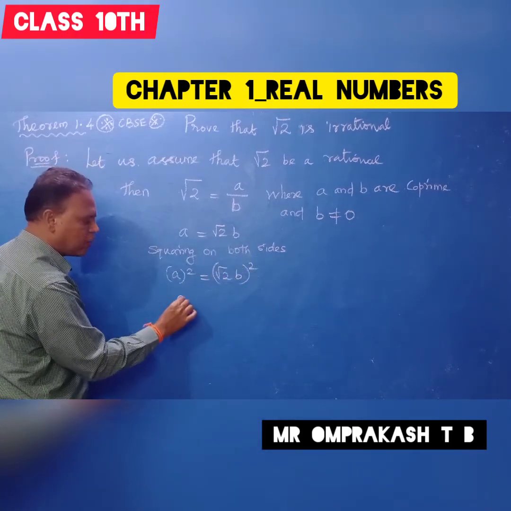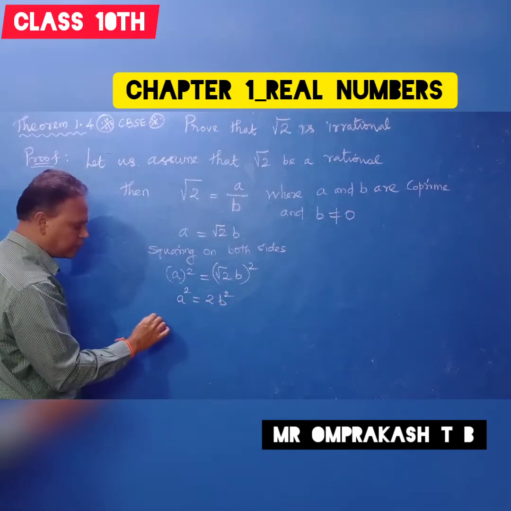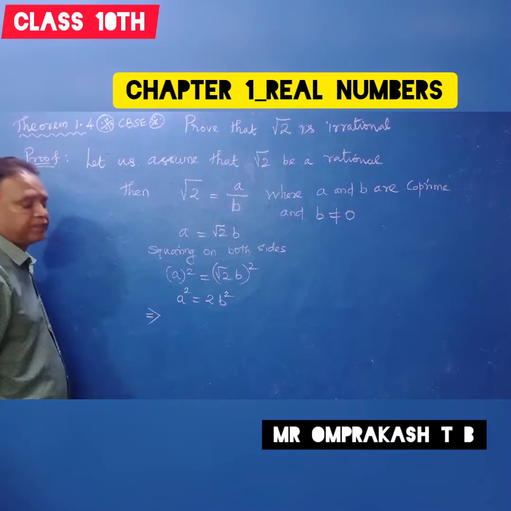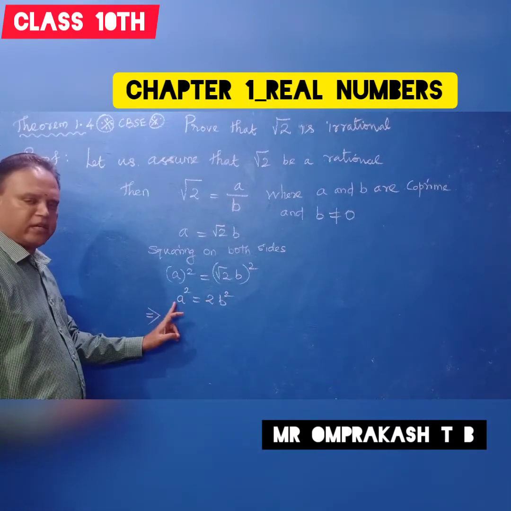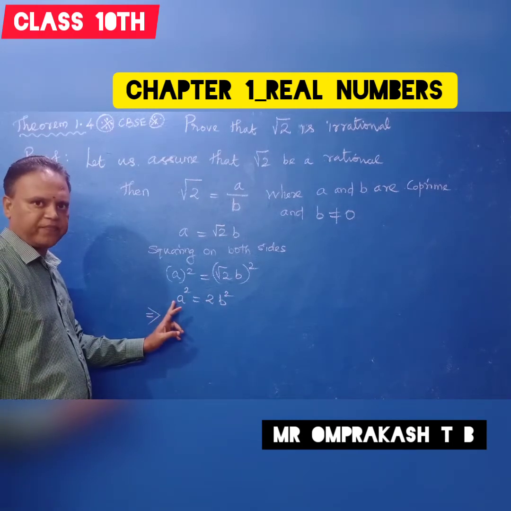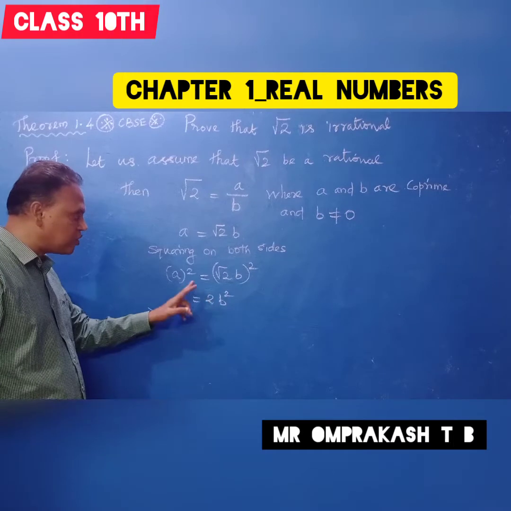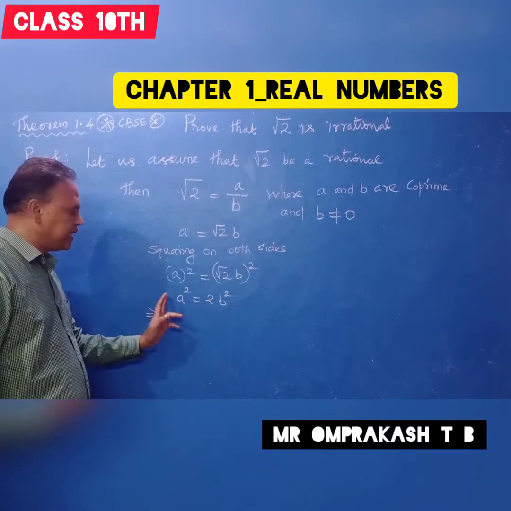So a squared equals 2b squared. What does this mean? 2 is a factor of a squared. Clear? That means 2 divides a squared. Agree or not? 2 divides a squared.